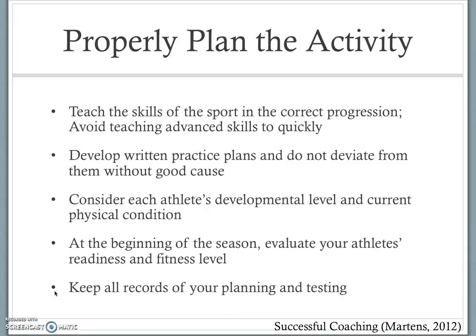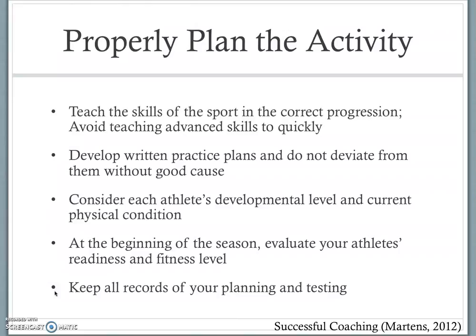Duty 1. Properly plan the activity. In order to fulfill this first duty, teach the skills of the sport in the correct progression. You want to avoid teaching advanced skills too quickly. Develop written practice plans and do not deviate from them without good cause. When developing your practice plans, consider each athlete's developmental level and current physical condition.